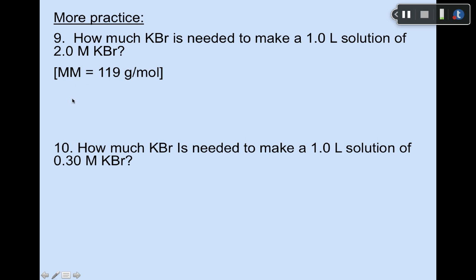To help you out with molarity calculations, let's do a little bit more practice. How much potassium bromide is needed if you're going to make 1 liter solution 2 molar KBr? Well, how much? Back up. Let's figure out what units we're looking for. Let's suppose that might be grams, because you have a volume here that you're making and you know the concentration. So how do you get to that?